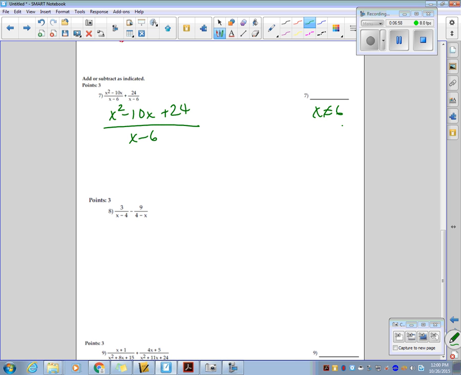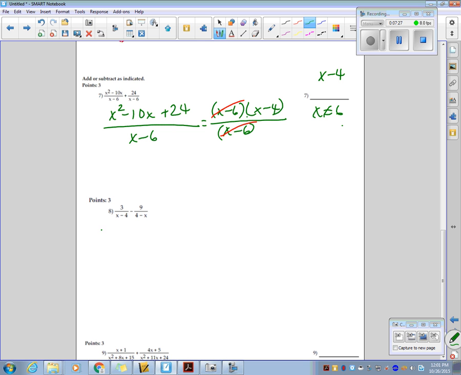And we're going to see if we can factor the numerator. And it does factor. It factors into x minus 6 and x minus 4. So we are going to be able to simplify that. The x minus 6's do cancel. And some people wanted to know how to put this over 1. No, you don't have to put this over 1, but if you do put it over 1, it wouldn't be wrong.